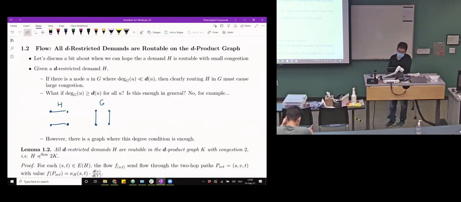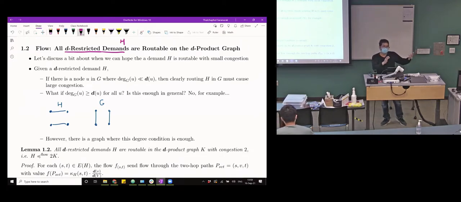For flow, I'm going to say the same thing. That is, any D-restricted demand graph, think of the demand as H, and H defines the demand. If this demand is D-restricted, it's going to be routable in G, in the product graph K, within a factor of 2 again. Okay, that's what we're going to show.